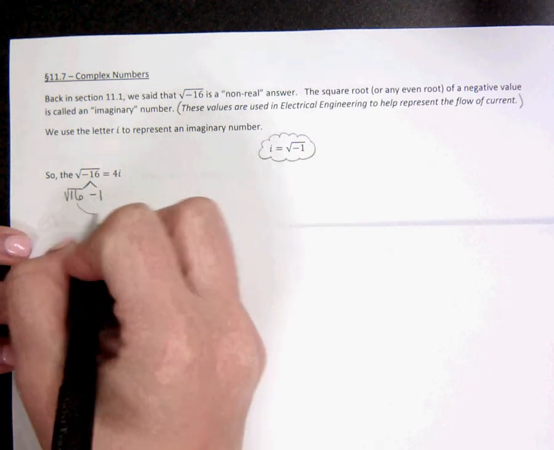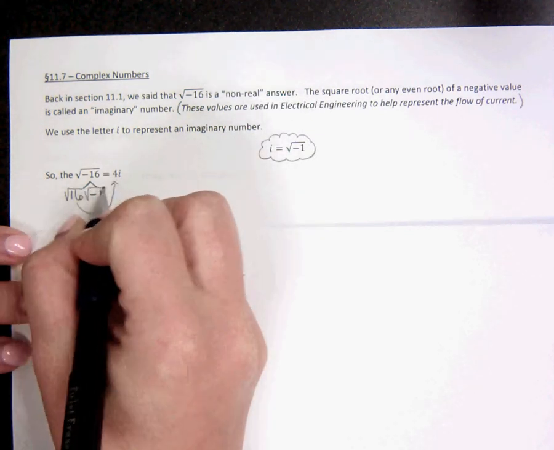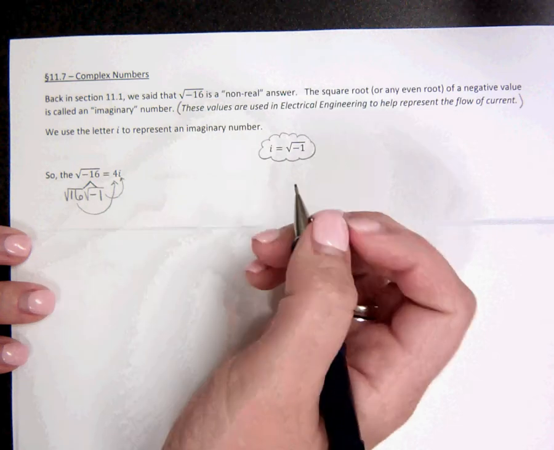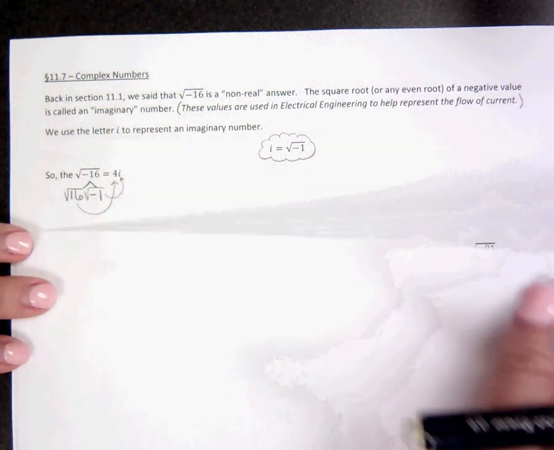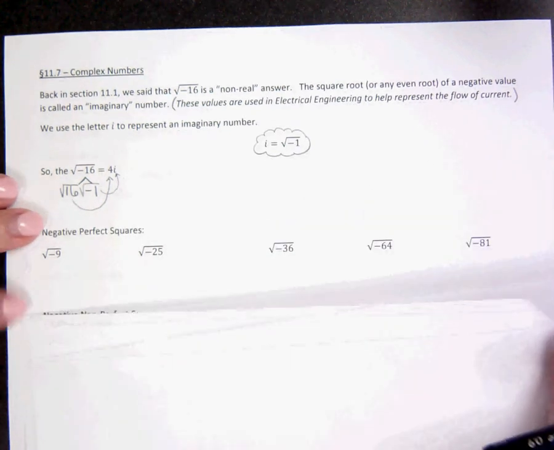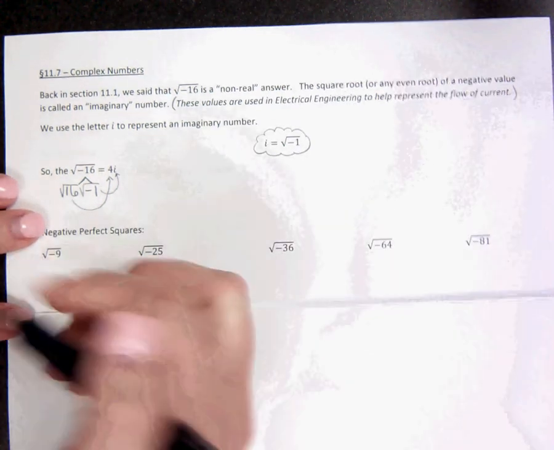We know the square root of 16 is 4, and the square root of negative 1 is called i. So the square root of negative 16 is 4i. And that's true for any negative perfect square.